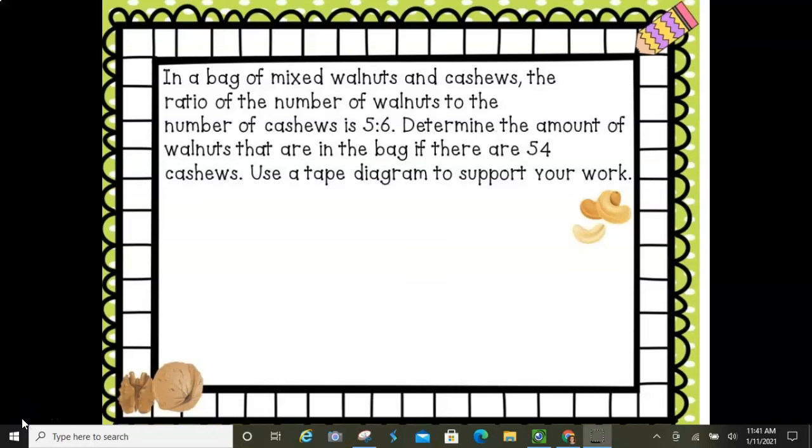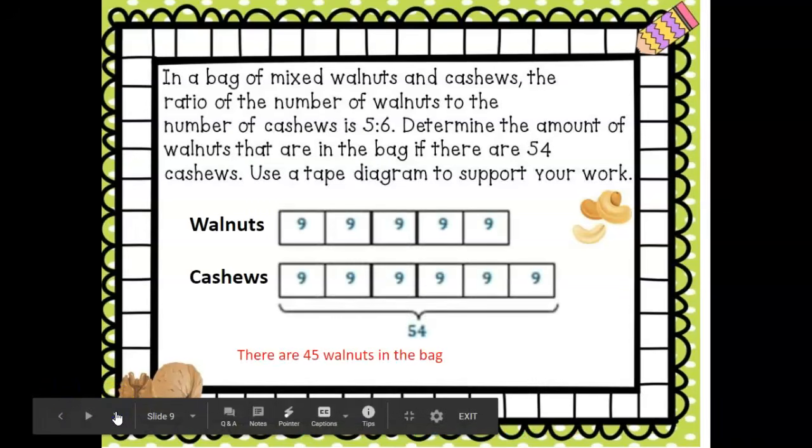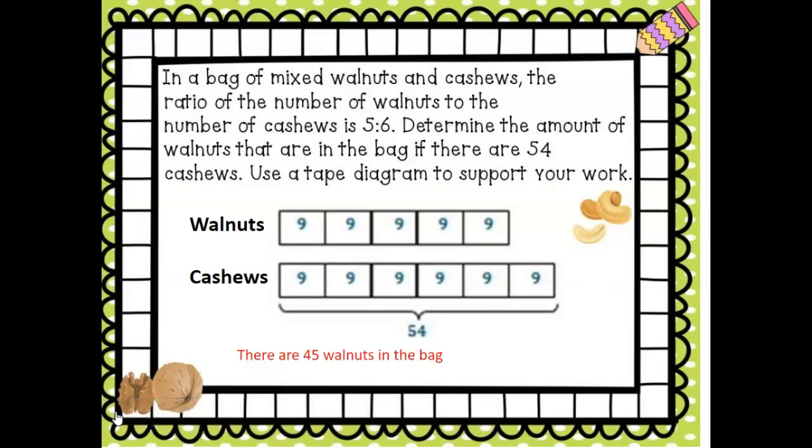Okay, last example. In a bag of mixed walnuts and cashews, the ratio of the number of walnuts to the number of cashews is 5 to 6. Determine the amount of walnuts that are in the bag if there are 54 cashews. Use a tape diagram to support your work. So try this one on your own. Make the tape diagram and see if you can figure out how many walnuts would be in the bag. So if you made your tape diagram, you would see that 9 would go in each box and there would be 45 walnuts in the bag.